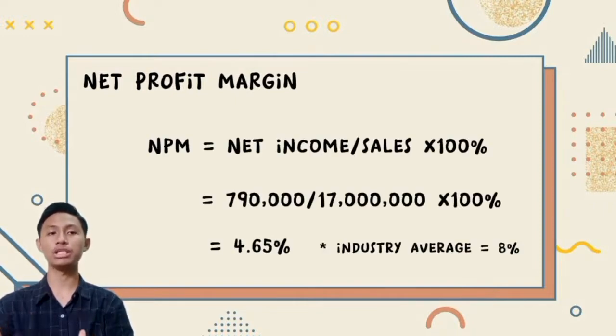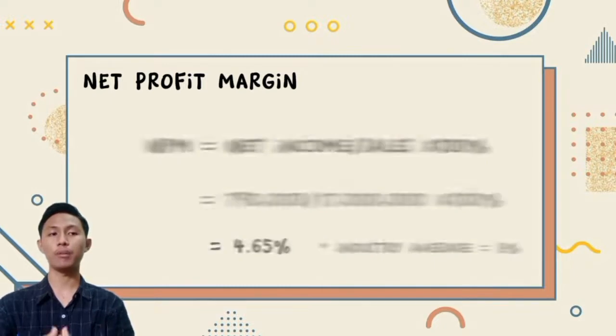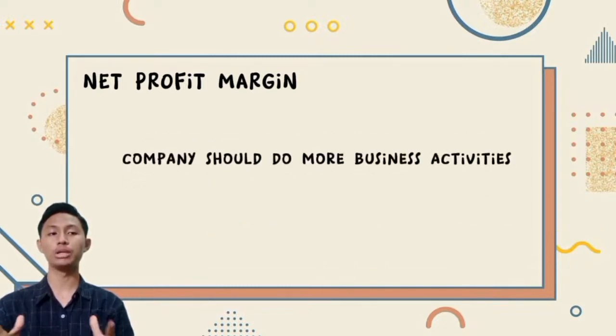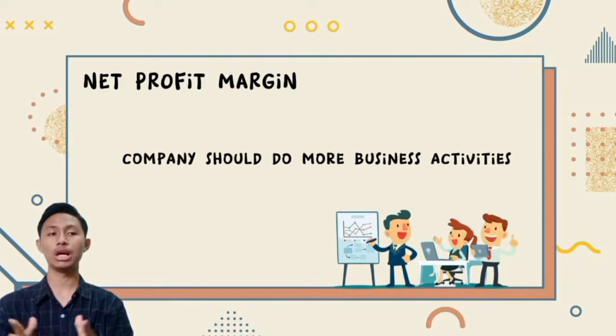And in this case, we got the 719,000, we divide by the 17 million, and we multiply with the 100%, and we got the 4.65%. And we can compare with the industry average, which is the 8%, and we can improve that by the company should do more business activities, increase their net income, and at the same time increase their sales.